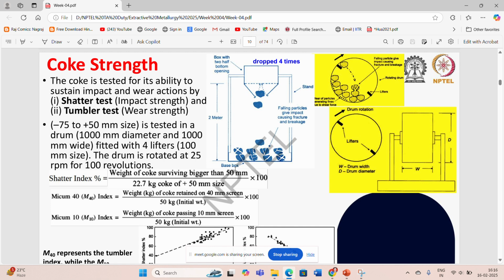While calculating the MICUM M40 or M10 index, we will go with the formula: weight of coke retained on 40 mm screen divided by 50 kg initial weight, into 100. So with the help of these formulations and testing procedures, we can calculate the Sutter index and MICUM M40 or M10 index of the coke.